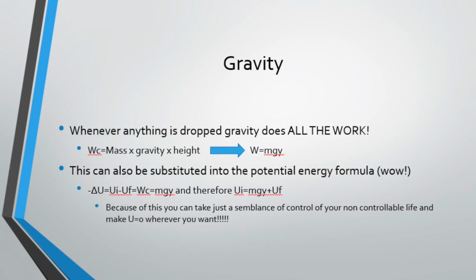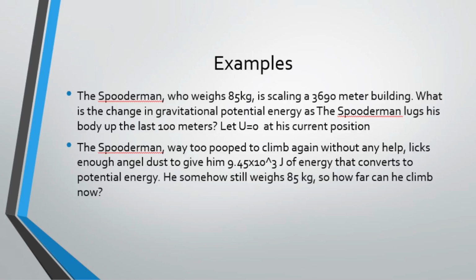This can be substituted into the last equation shown on the previous slide, where negative change in potential energy is equal to the same as the mass times gravity times the height. You can substitute any variable that you need and switch your equation around to fit the example that you are working on. And because of this, you can set U equal to 0. So now we're about to look at the first example. Take a moment to pause and read the question before moving on.